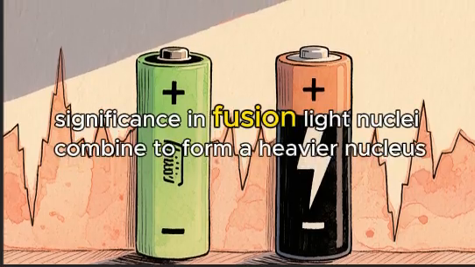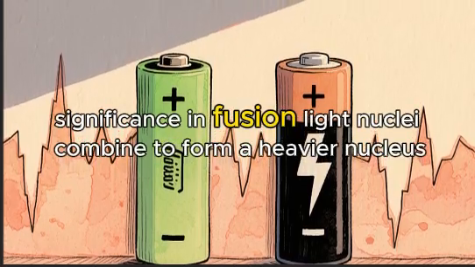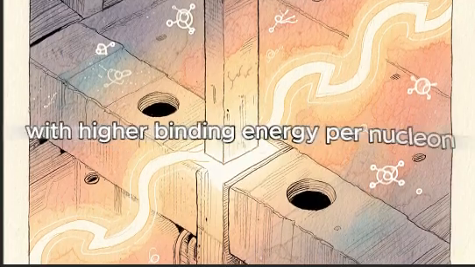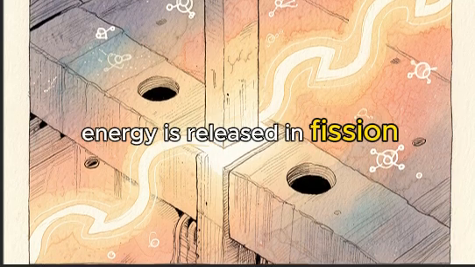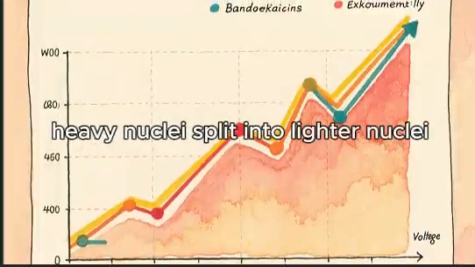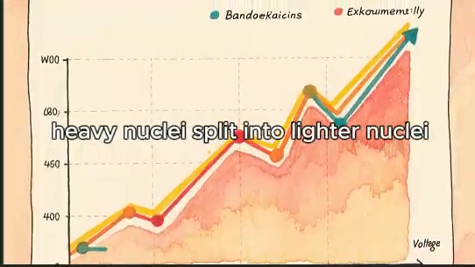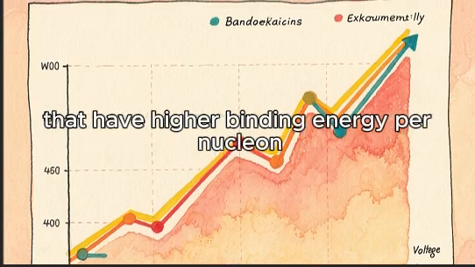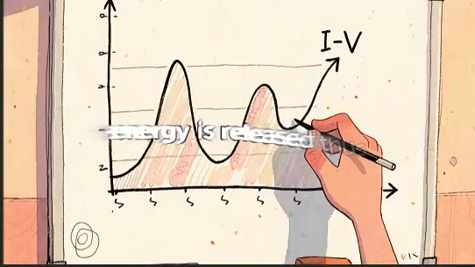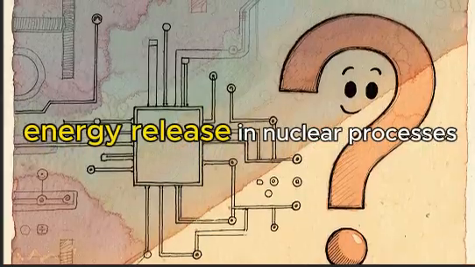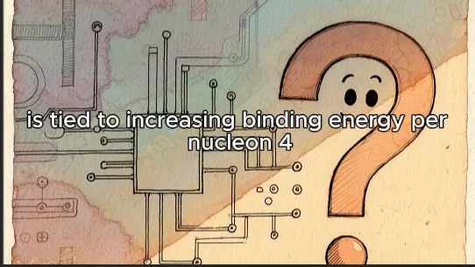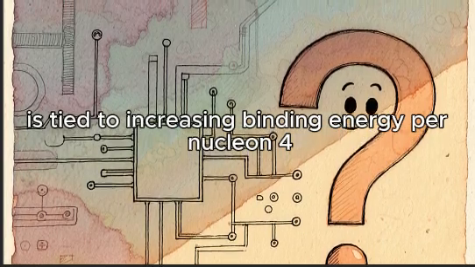In fusion, light nuclei combine to form a heavier nucleus with higher binding energy per nucleon. Energy is released. In fission, heavy nuclei split into lighter nuclei that have higher binding energy per nucleon. Energy is released. Thus, energy release in nuclear processes is tied to increasing binding energy per nucleon.